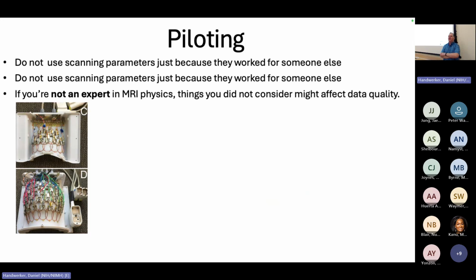This is an example of things you might not consider that might affect data quality if you're not an expert in MRI physics. I assume a lot of you have seen an MRI machine at some point. There's the bucket we stick people's heads into. That's the receiver coil or head coil. Inside that coil, if you open it up, in a modern one for fMRI, you'll often see in some form a lot of loops of wire. Depending on the coil, they might be loops, they might be rectangles, they might have weird shapes.